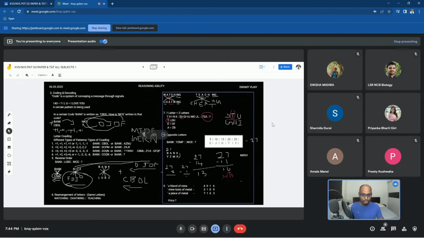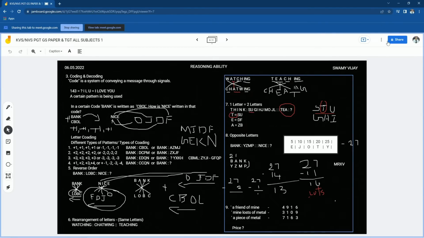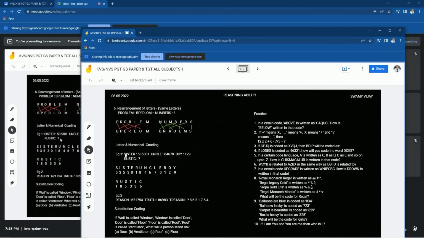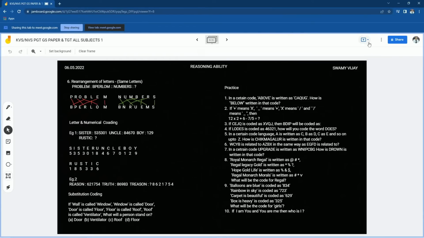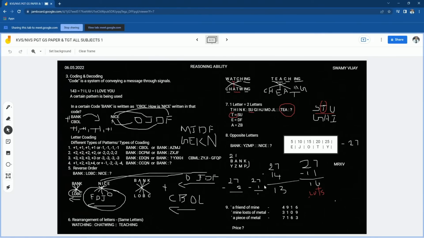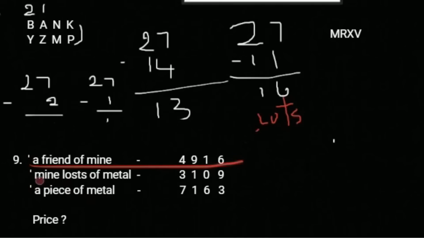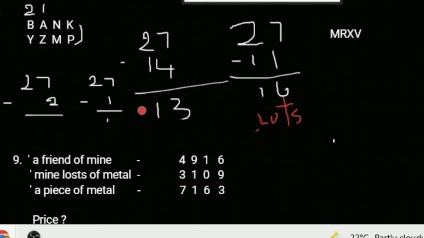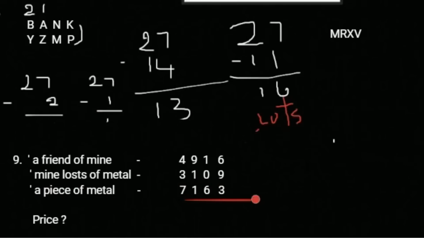Okay. Now the next question, the same kind, letter and number coding, but a little different. Instead of numbers, they have given words. Can you all see question number 9? Yes, sir. In the exam, they have given a friend of mine as 4913, mine loss of metal as 3109, and a piece of metal as 7163, and they asked you to find the number for price. Is it price at all or piece?